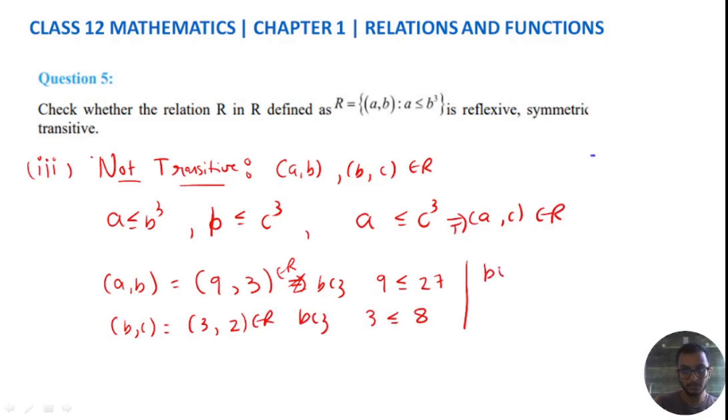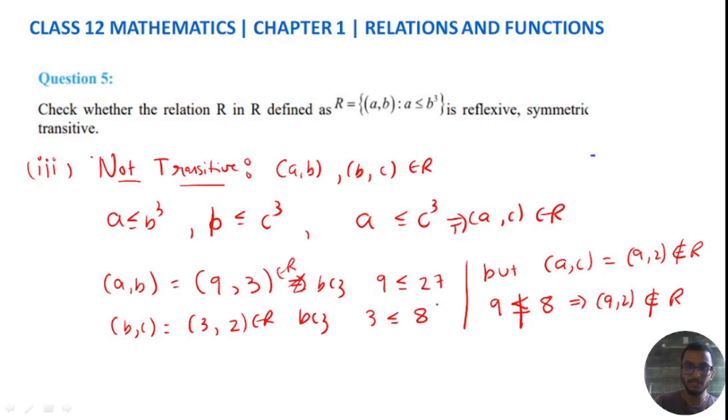But now (a, c) will be (9, 2). I am saying this will not be in R. Because 2 cube is 8, and 9 is not less than or equal to 8. This implies that (9, 2) is not in R. Hence, our relation R is not transitive.